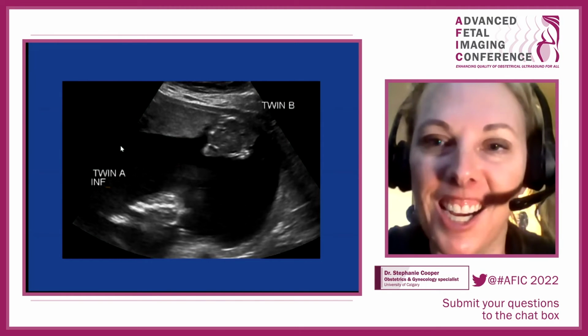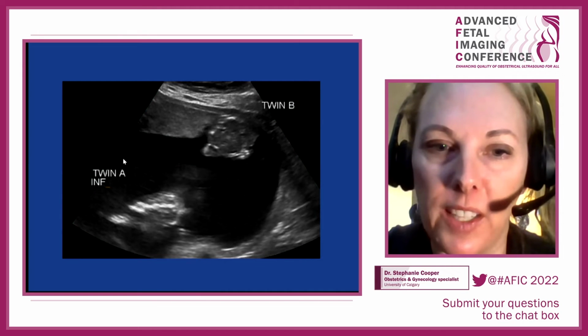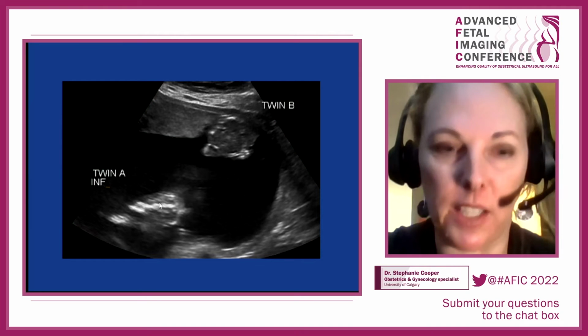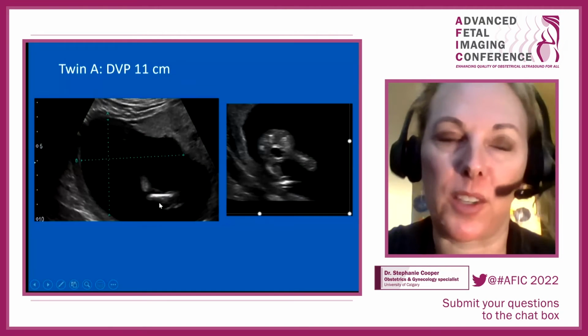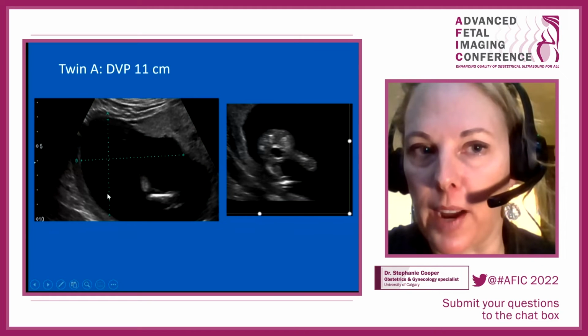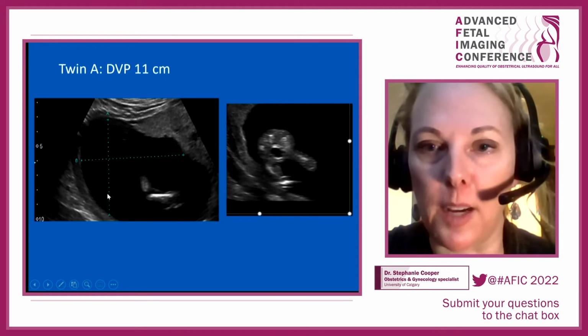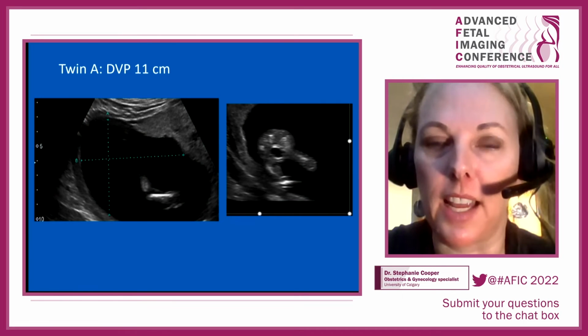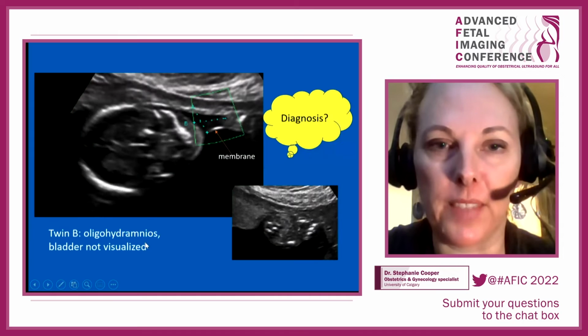Okay. And what we see here, you can see a lot of amniotic fluid. We don't see a membrane. We see twin B and we see twin A, which should be 1 and 2. But there seems to be a lot of amniotic fluid surrounding twin A, and the deepest vertical pocket was 11 centimeters. And you can see a full bladder on this baby.